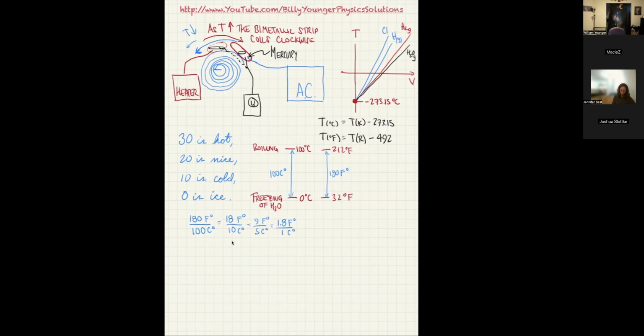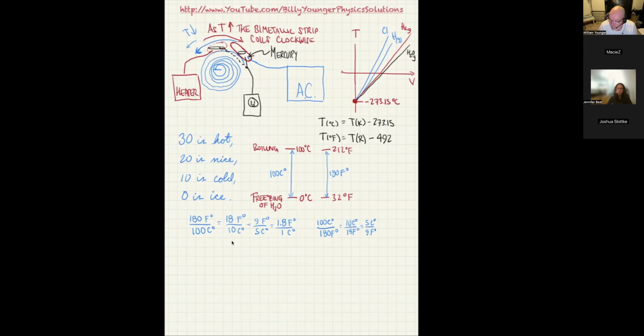Now, you also have the other part of the fraction, which of course would be 100 Celsius degrees per 180 Fahrenheit degrees. And that one's still the same thing. It just becomes, of course, 10 over 18 instead of 18 over 10. So 10 Celsius degrees over 18 Fahrenheit degrees, or 5 Celsius degrees over 9 Fahrenheit degrees, that kind of thing. But we can use that.